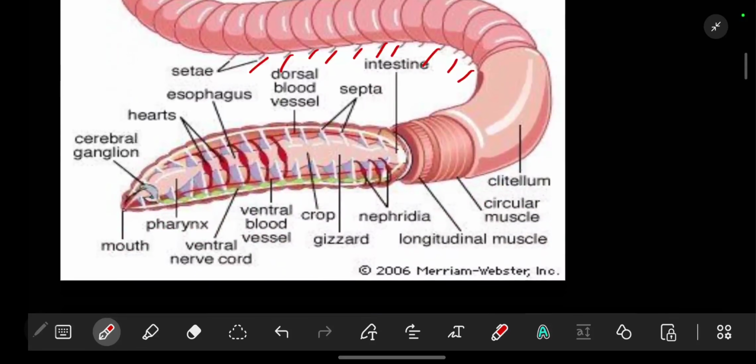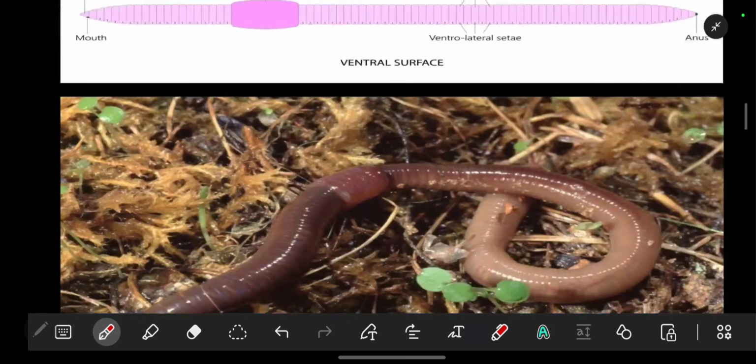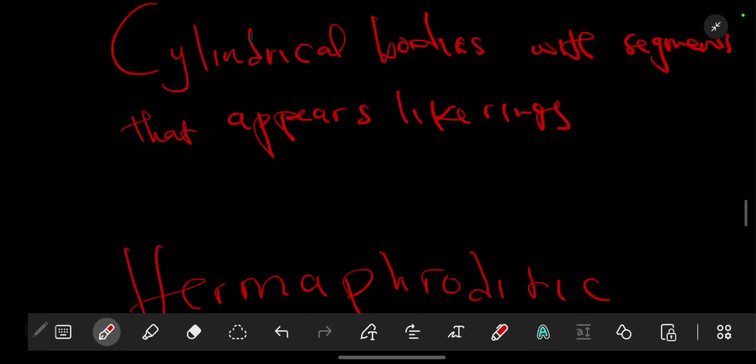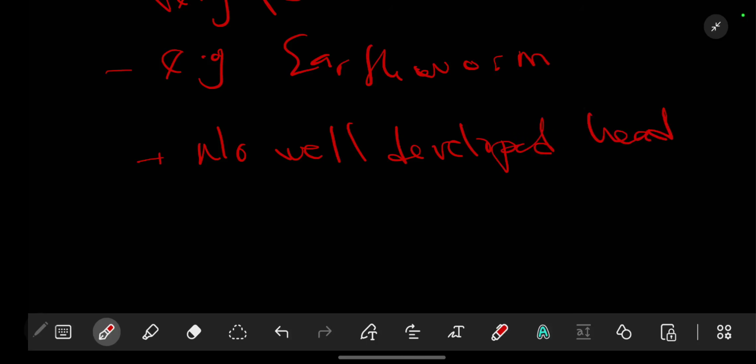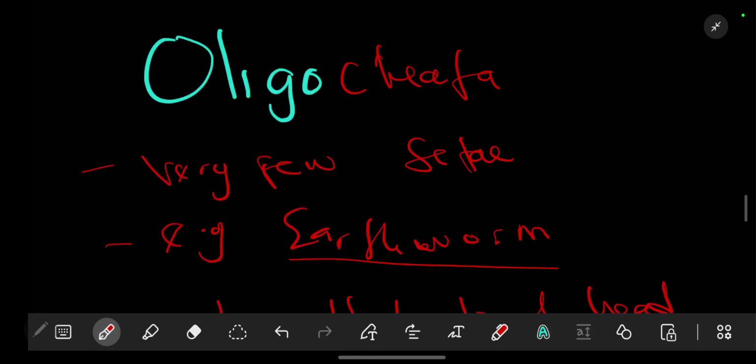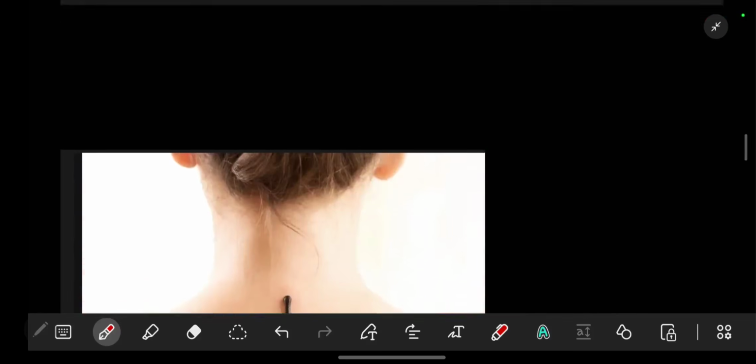They do not have a well-developed head. As you can see, it's not that different. They have no well-developed head, eyes, and sensory part. So remember, the earthworm is a very good example of this.